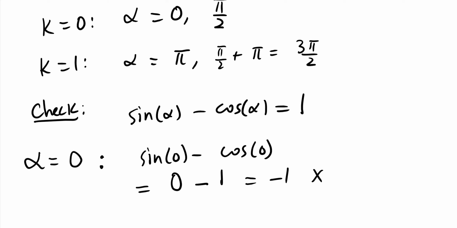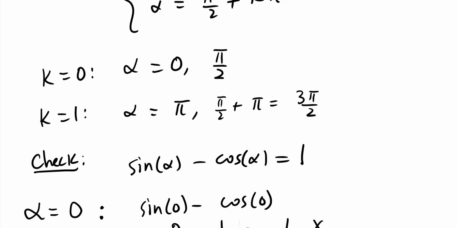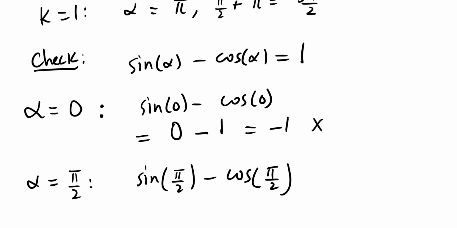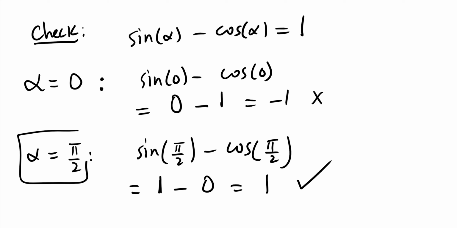It doesn't work out. Doesn't mean we did something wrong. This is just an extraneous solution. We don't need it. So alpha equals pi over 2. Let's see if this works. So sine pi over 2 minus cosine pi over 2. Is that going to give us 1? Let's see. Sine pi over 2 is 1 minus 0. Yes, it does check. So this is okay. This is an answer.